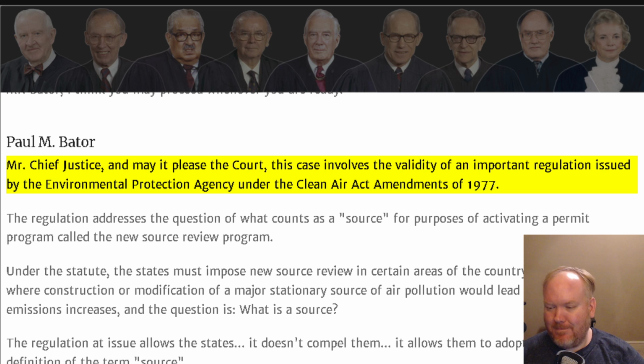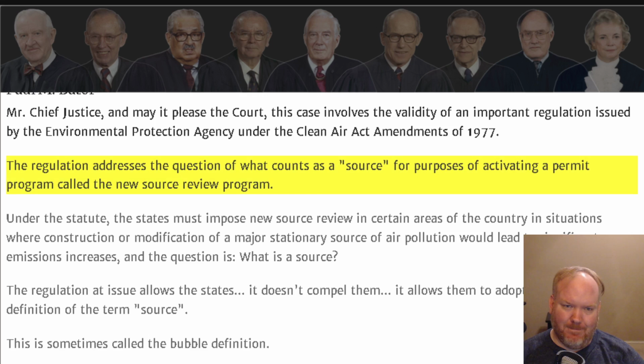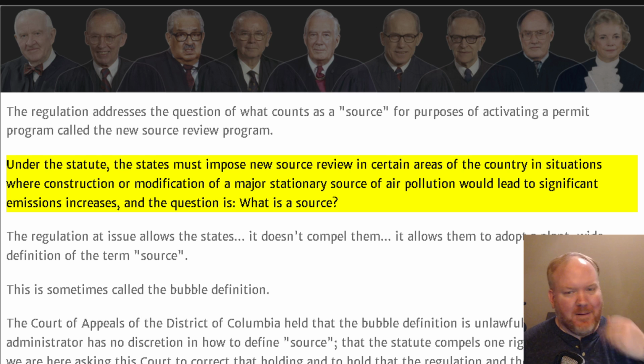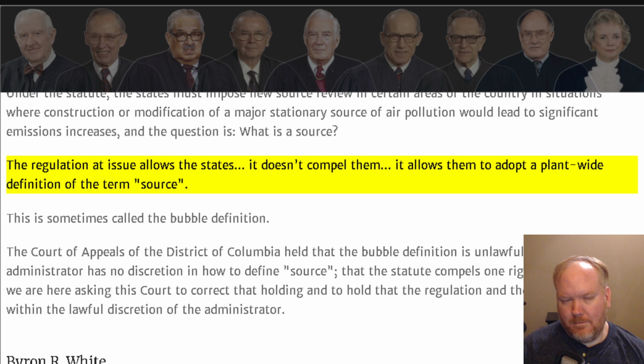Okay. Under the Clean Air Act amendments of 1977, the regulation addresses the question of what counts as a, quote, source, unquote, for purposes of activating a permit program called the New Source Review Program. Under the statute, the states must impose new source review in certain areas of the country in situations where construction or modification of a major stationary source of air pollution would lead to significant emissions increases. And the question is, what is a source? The regulation at issue allows the states, it doesn't compel them, it allows them to adopt a plant-wide definition of the term source.